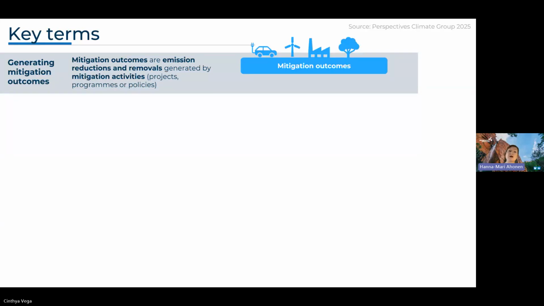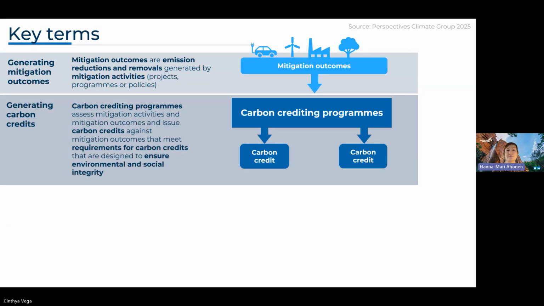So in the background, there is always a project or a program, and they reduce emissions or enhance removals of greenhouse gases from the atmosphere. So we jointly call these emission reductions and removals mitigation outcomes. And they're coming from, in our case, when we're focusing on carbon credits, they come from mitigation activities. So projects or programs that reduce emissions.